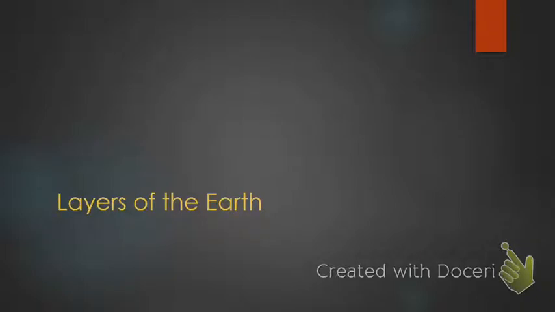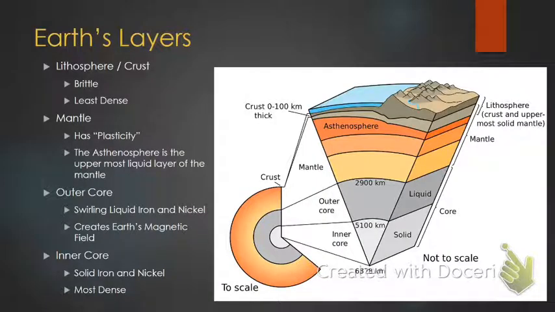All right, so the layers of the Earth then. We can basically break up Earth into four main layers. We can talk about the crust and the lithosphere together because they behave the same way. They are brittle and they are the least dense, which is why they're at the Earth's surface. The mantle, a little bit deeper, has a property known as plasticity, and the asthenosphere is that uppermost liquidish layer of the mantle. The next layer deep is the outer core, which has swirling liquid iron and nickel, and it is what creates Earth's magnetic field. And the inner core is solid.